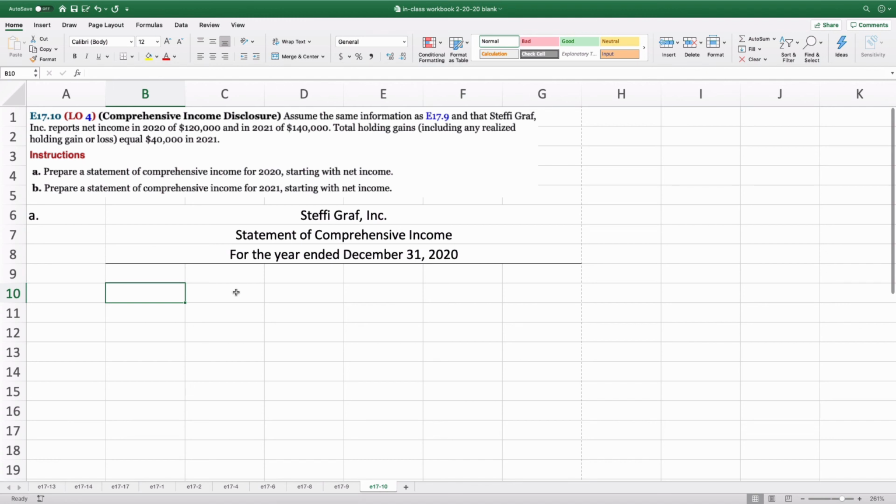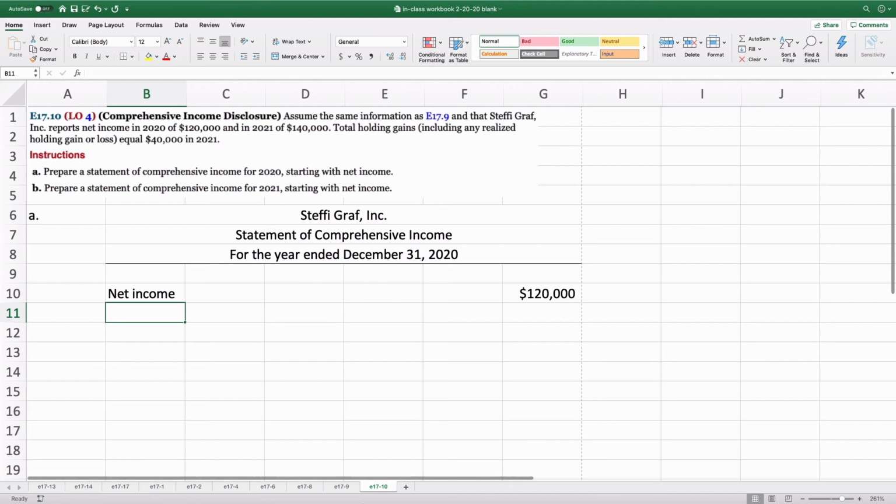What the statement of comprehensive income does is it reconciles net income from the income statement. And it tells us right up here that net income for 2020 is $120,000. And then we're going to adjust it for things that are in AOCI adjustments, other comprehensive income adjustments, accumulated other comprehensive income adjustments. And that includes what we did in 17.9.